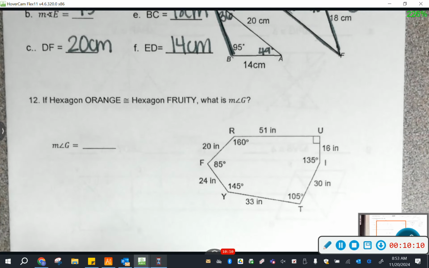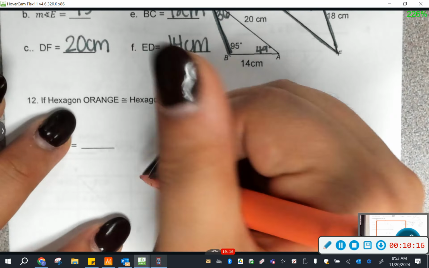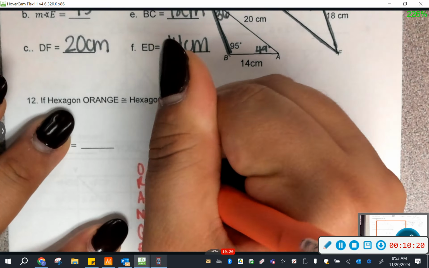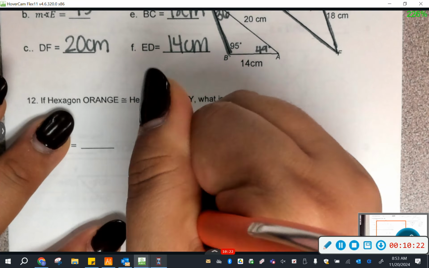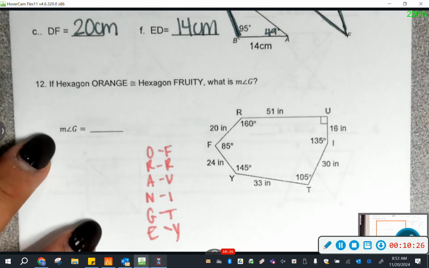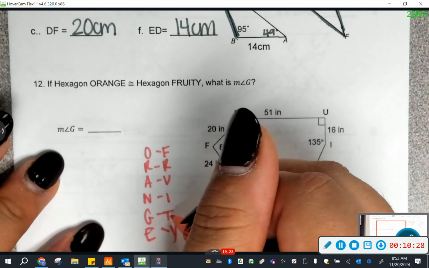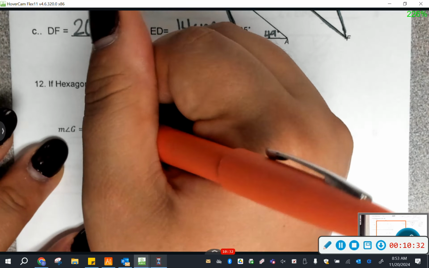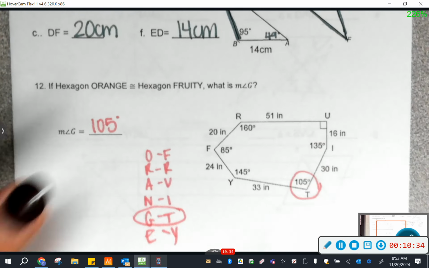If hexagon orange is congruent to fruity, what is angle G equal? Well, orange, O-R-A-N-G-E, F-R-U-I-T-Y. What goes with G? T. So what is my answer for T? Degrees.